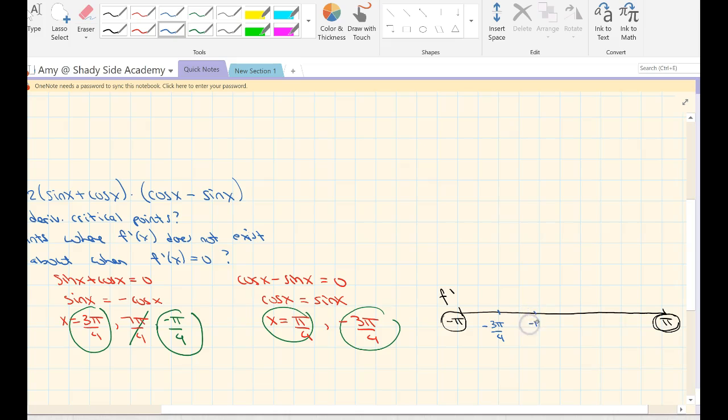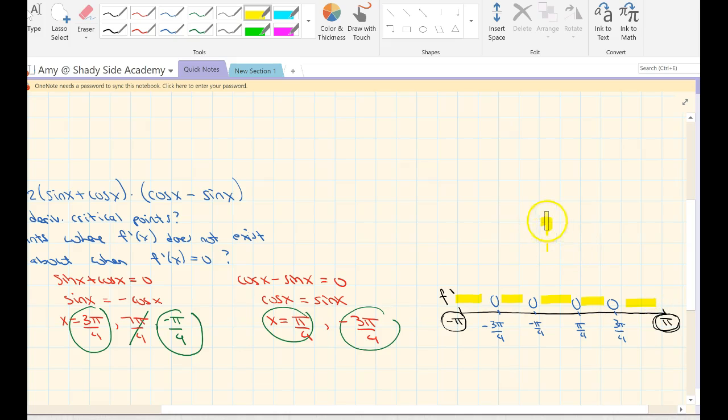This is negative pi over 4. This is pi over 4. And this is 3 pi over 4. And at all these critical points, f prime equals 0, right? But the question is, what is the sign of f prime in the intervals between those critical points?